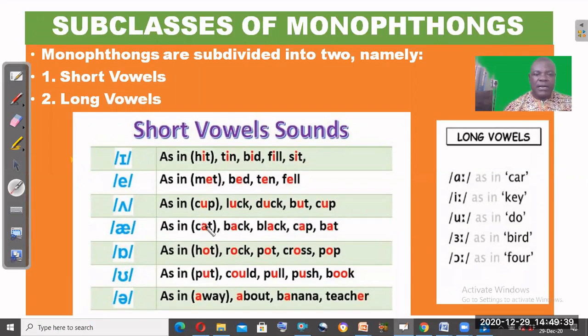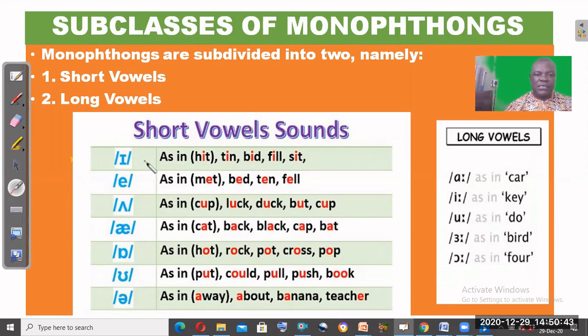Then we have A as in cat, back, black, cap, bat. O as in hot, rock, pot, cross, and pop. U as in put, could, pull, push, and book. As in away, about, banana, teacher. These are the short vowel sounds: E, a, o, u. These are the 7 short vowels.